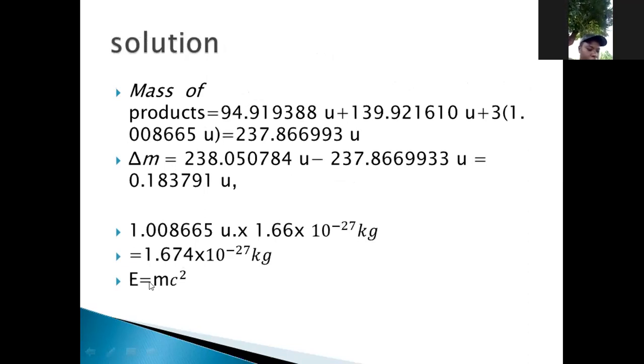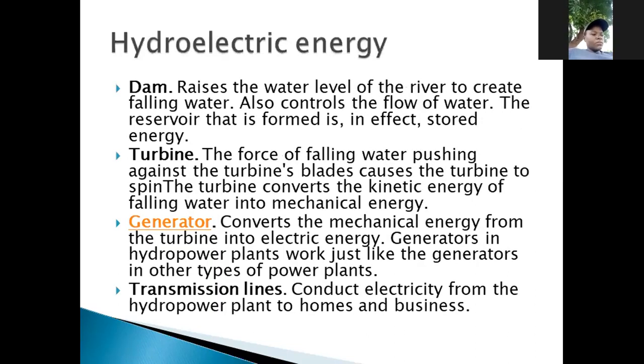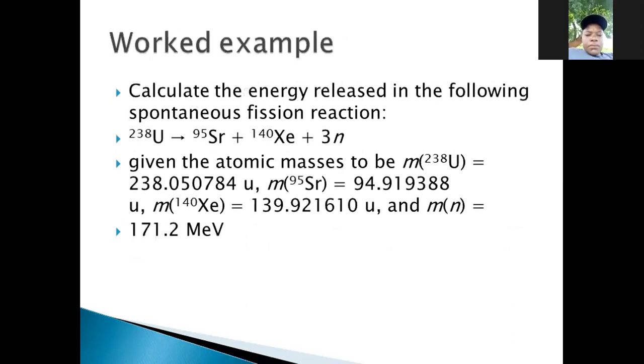And then using this formula here, you can get that our answer is 171.2 mega electron volts. So that is just a calculation of how you can get the amount of energy which is being produced. And you can see it is quite a lot of energy which is being produced here. It's given in electron volts, and it is in mega electron volts.